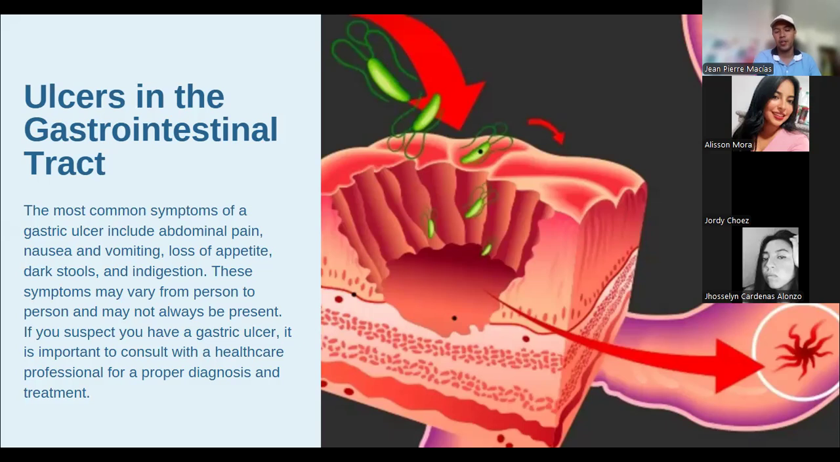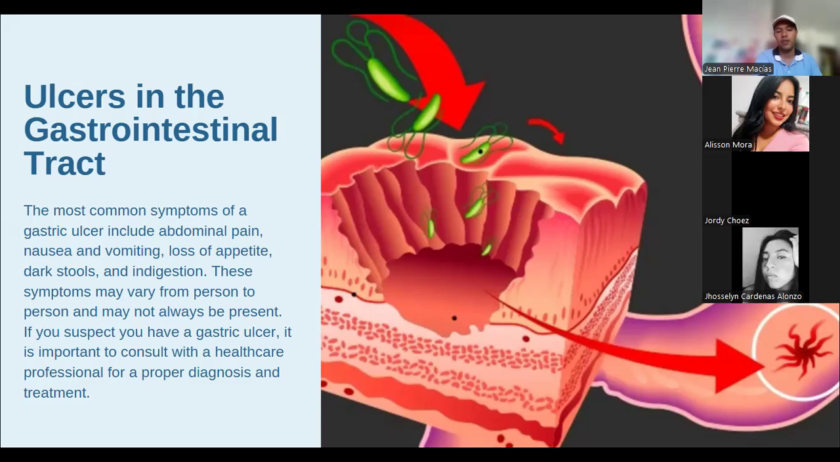In summary, gastric ulcers result from an imbalance between the aggressive factors, such as stomach acid and H. pylori, and protective factors, such as mucus and prostaglandins. When the aggressive factors outweigh the protective factors, ulceration can occur.